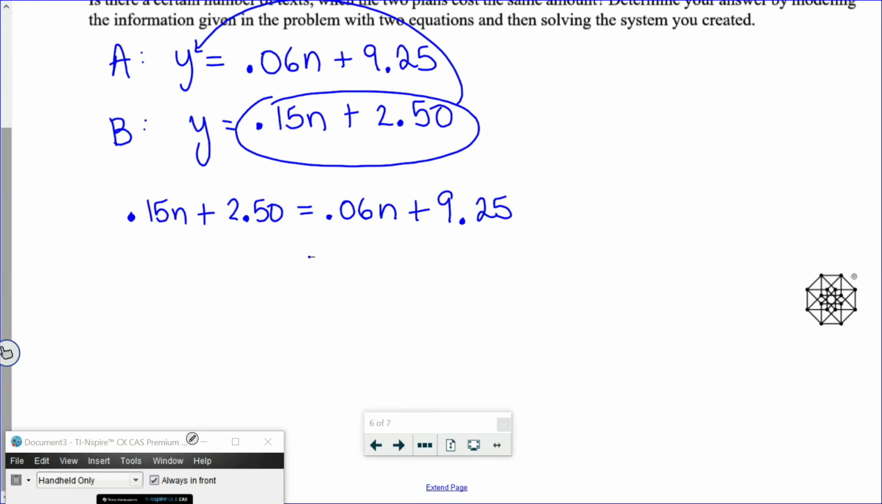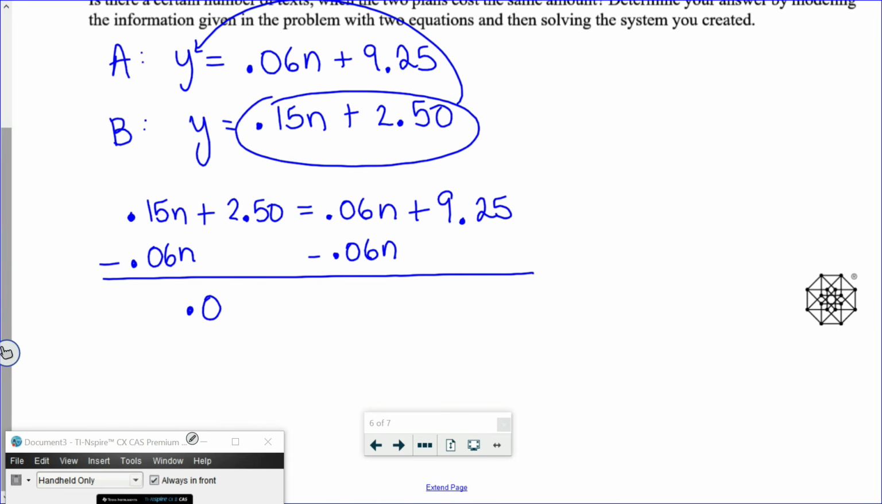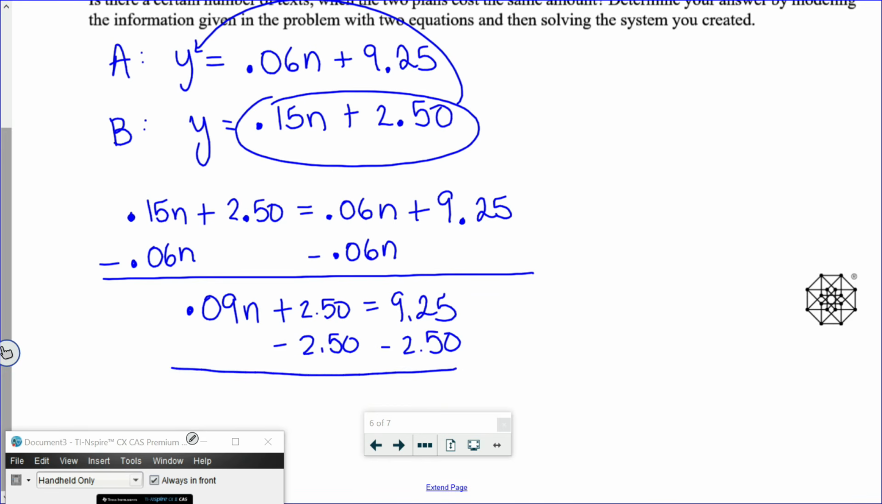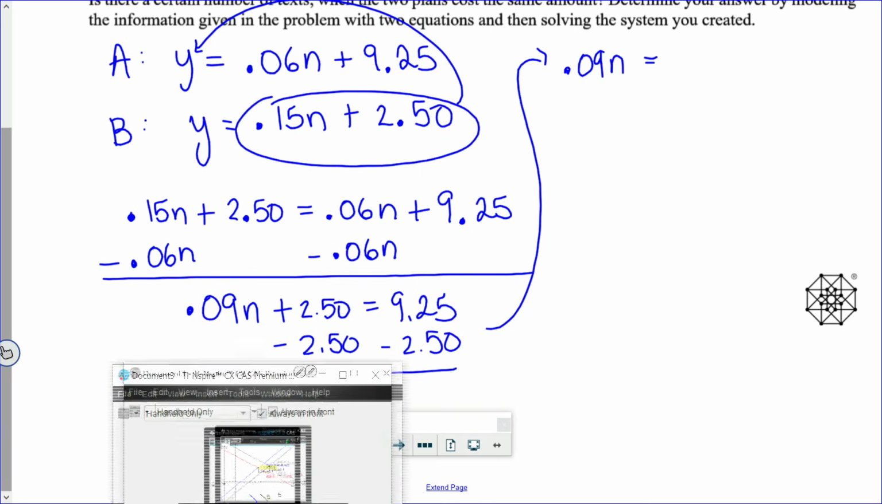I think the first thing I'm going to do is subtract 0.06n from both sides of the equation. Now, if the decimals are confusing for you, don't hesitate to pull out that calculator. 0.15 minus 0.06 is 0.09. So I get 0.09n plus 250 is equal to 925. I'm now going to subtract 250 from both sides. And again, if the decimals are bothersome to you, I think I'll take this up here next. 0.09n. They're going to become bothersome to me in just a second. Hey, why not right now?